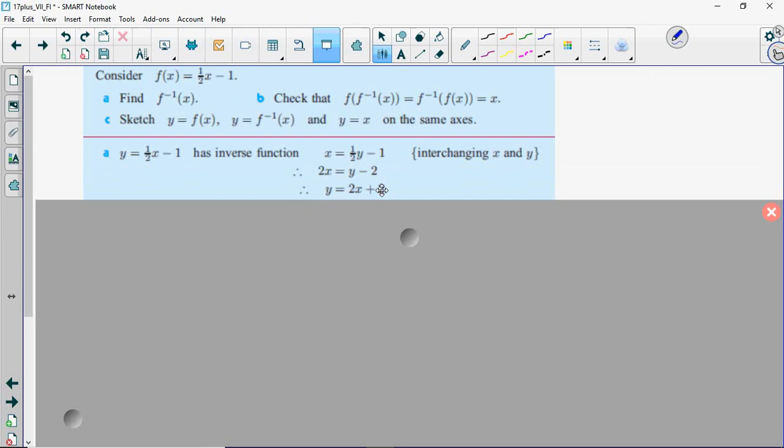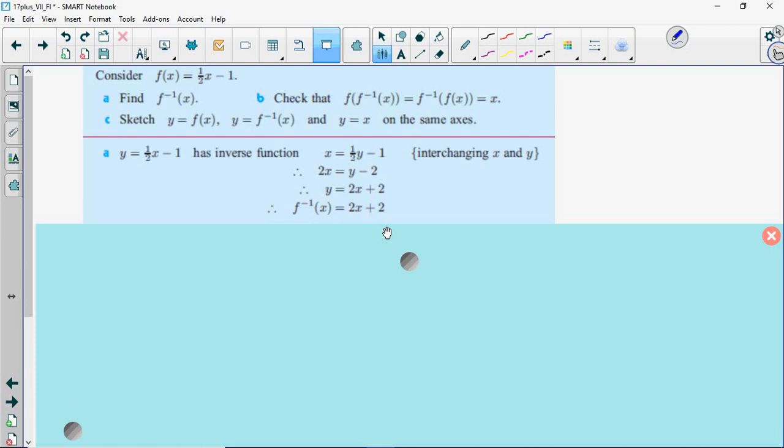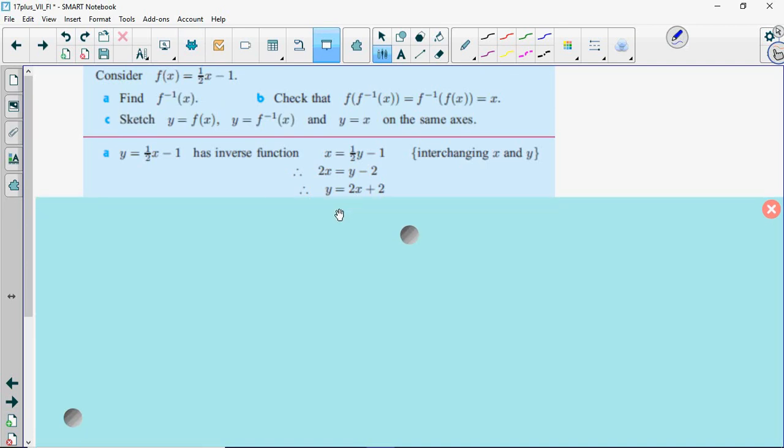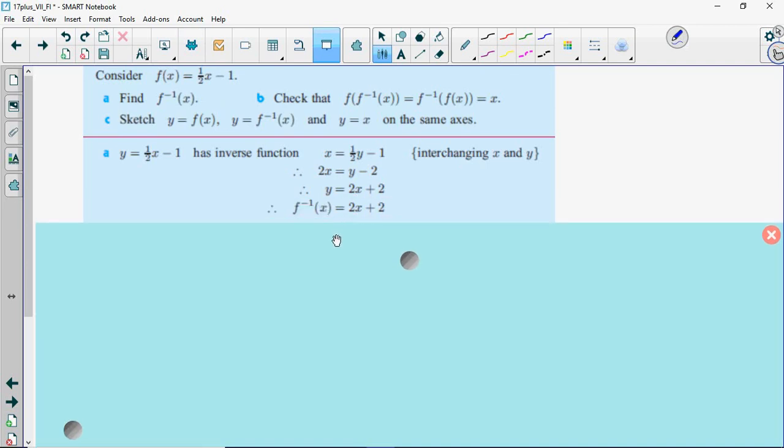Now, generally what we want to do is not just leave it as y equals 2x plus 2. We want to label that as f inverse of x equals 2x plus 2, because that notation really tells me this is the inverse of that. And we can tell that from the name, f inverse compared to f. So I really want us to try to write it as f inverse instead of just writing y equals.